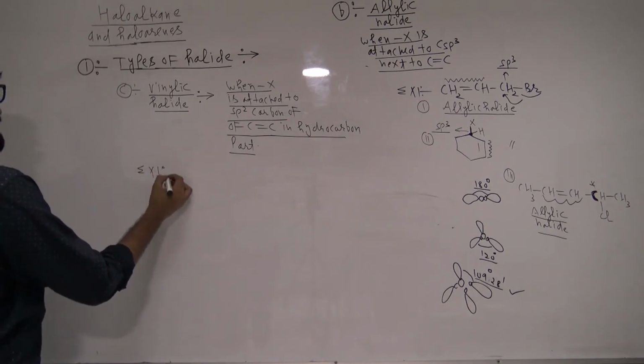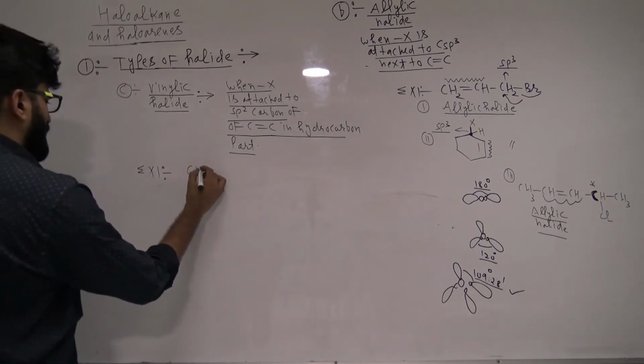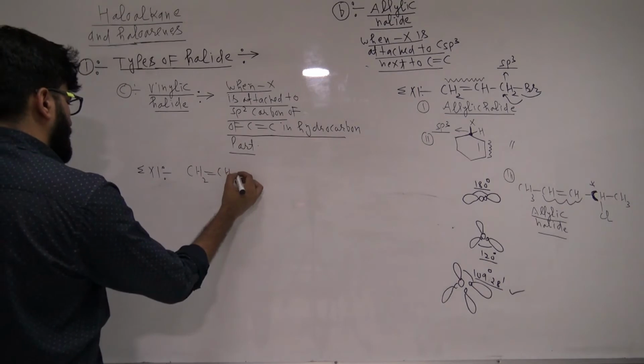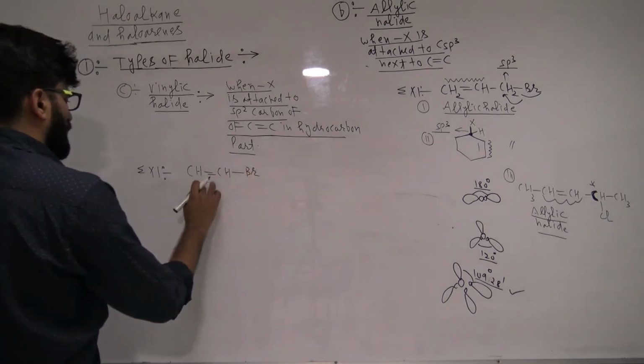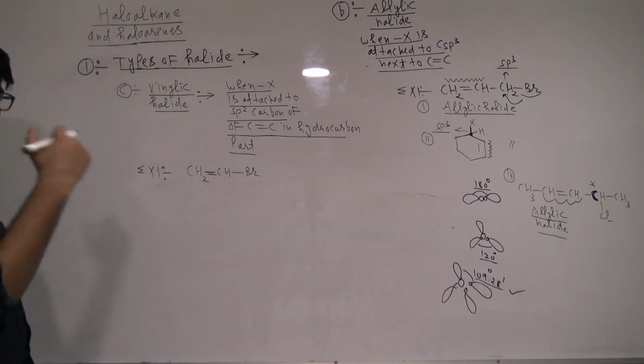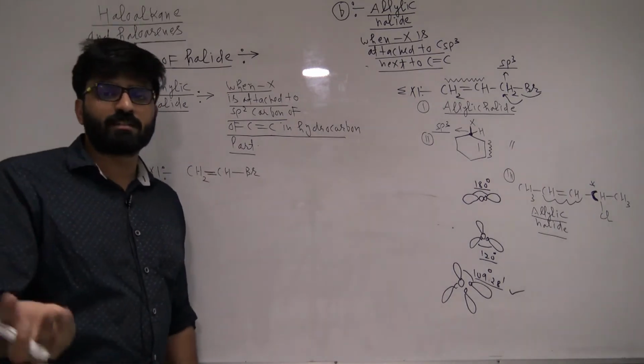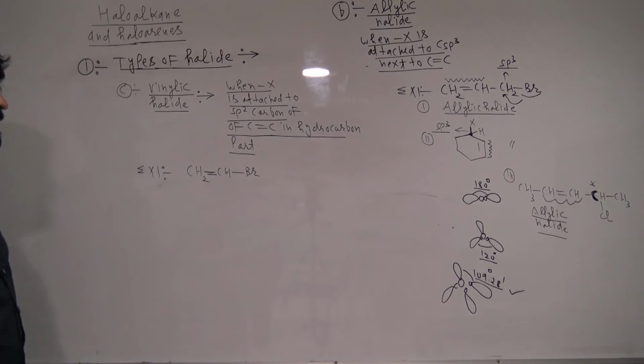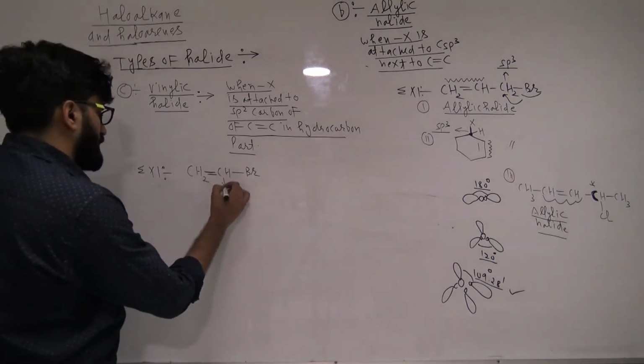So, guys, we will start with examples. So what are the examples? The best and common example is CH2=CHBr. Even later on, I will discuss this question with you, that vinylic halides are less reactive towards nucleophilic substitution reaction. Why? We will see that later. Okay. Now what is the hybridization of this carbon?